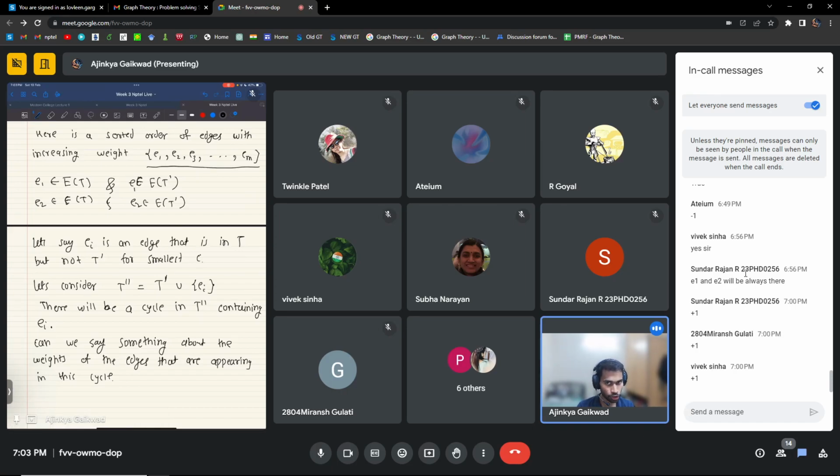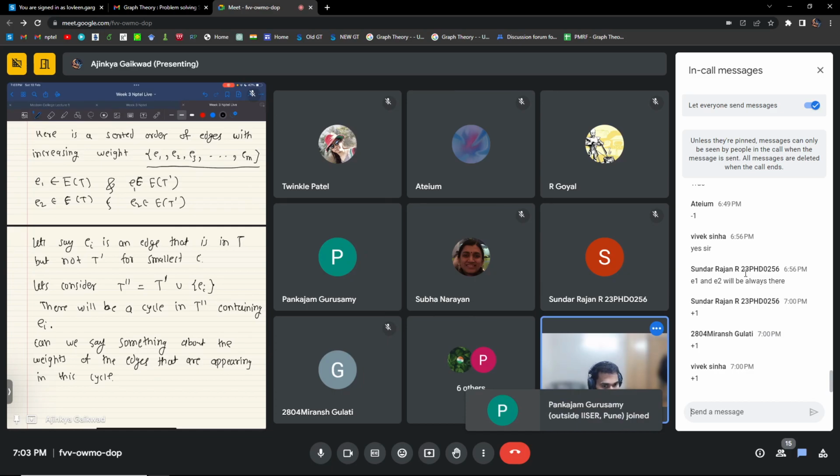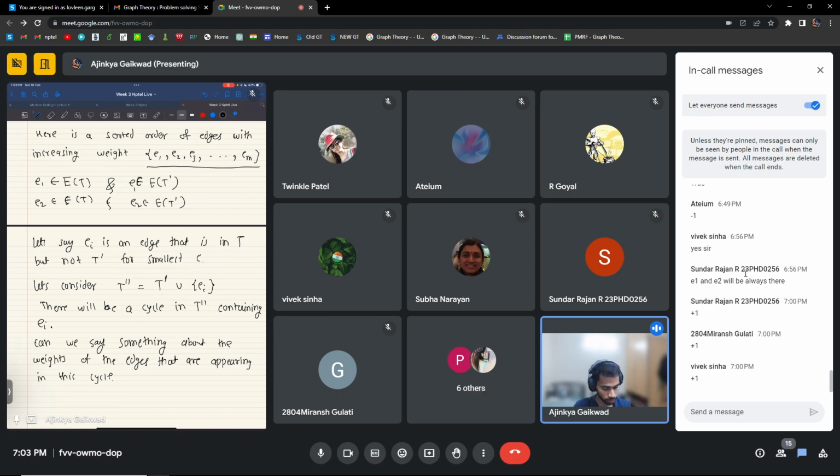Now let's look at the edges of that cycle. It contains EI for sure. Can I say that this cycle will always contain at least one edge whose weight is more than EI? Can I say that the cycle that is formed in T double prime after adding EI will always contain an edge whose weight is more than EI?